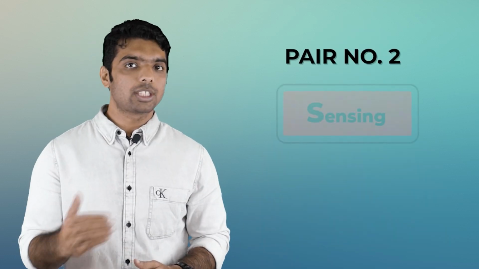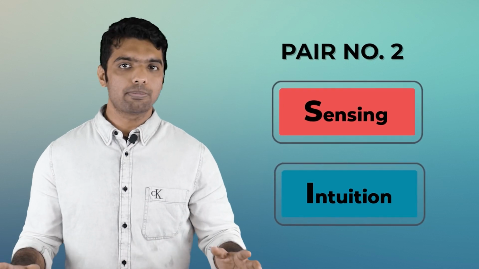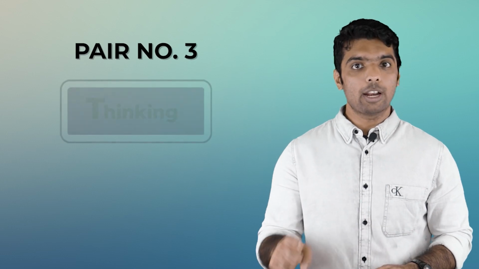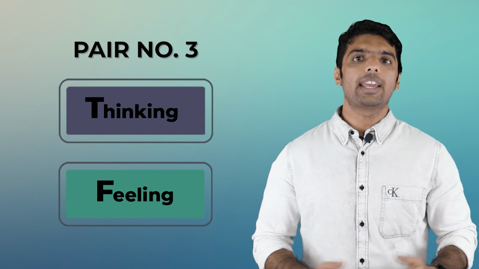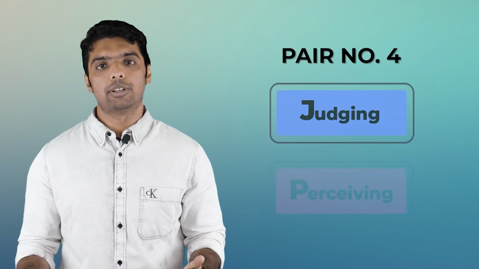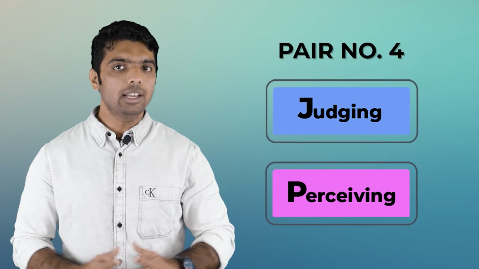Pair number 2 is sensing and intuition. Again, these 2 are exactly opposite personalities, so this makes a pair. Pair number 3, thinking and feeling. Similar to the earlier pairs, thinking and feeling are exactly opposite personalities. And the last pair, pair number 4, is judging and perceiving. Again, judging and perceiving are exactly opposite personalities. So as a part of this framework, we have 4 pairs.